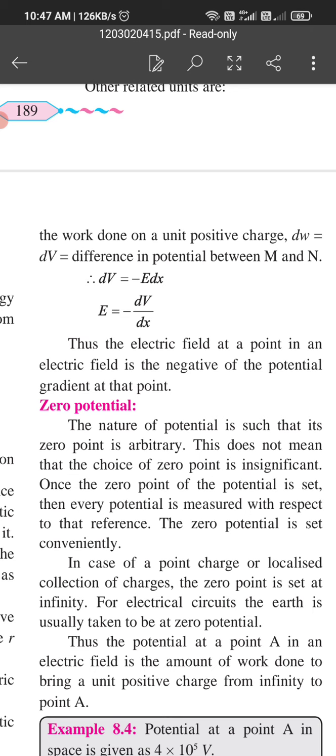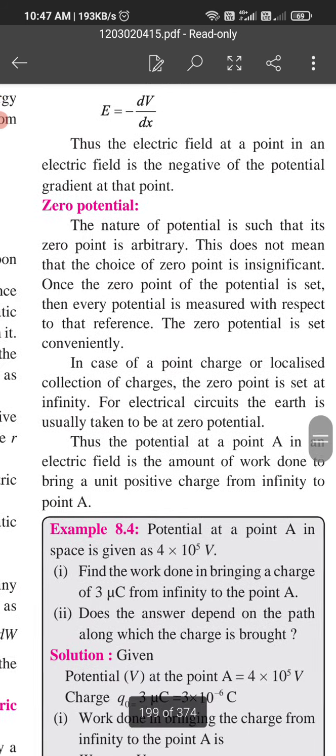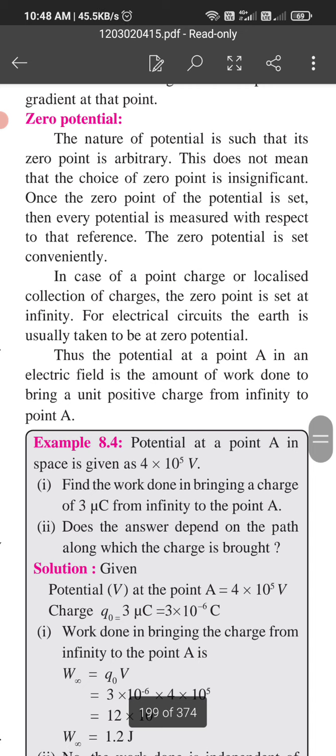Thus, the potential at a point A in an electric field is the amount of work done to bring a unit positive charge from infinity to A. For example, the potential at a point A in space is given as 4 into 10 raised to 5 volt. Find the work done in bringing a charge of 3 microcoulomb from infinity to A. Does the answer depend on the path along which the charge is brought?